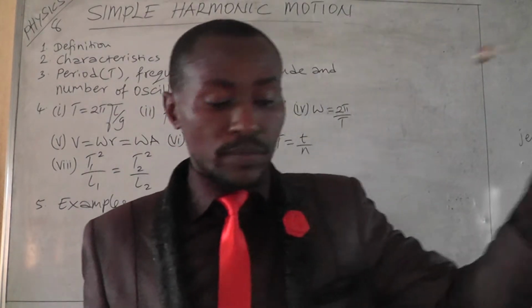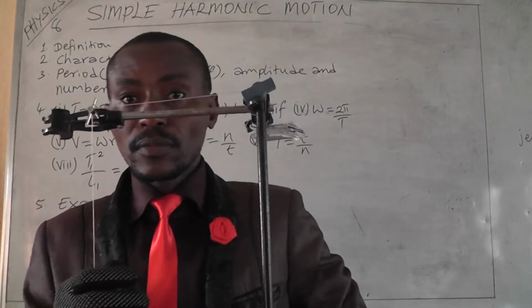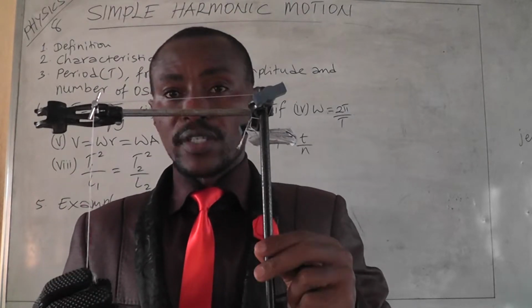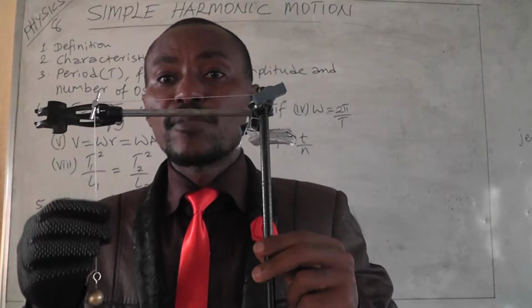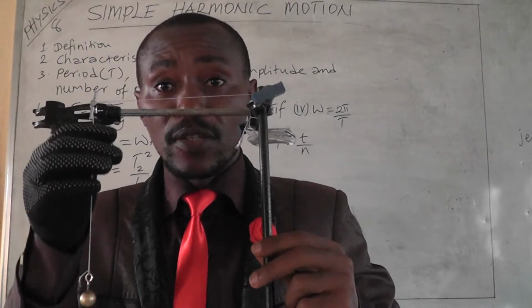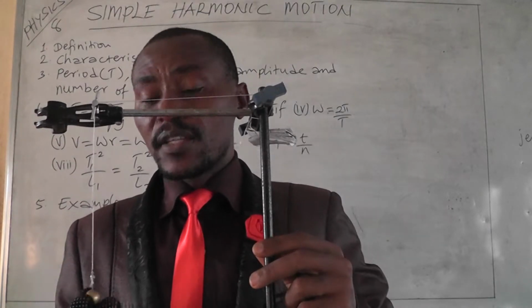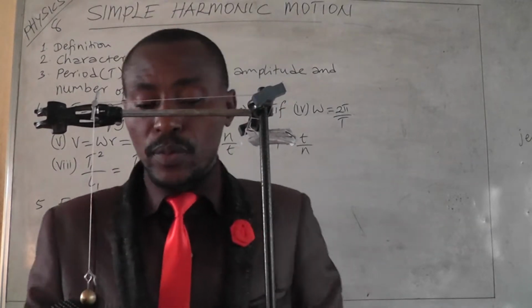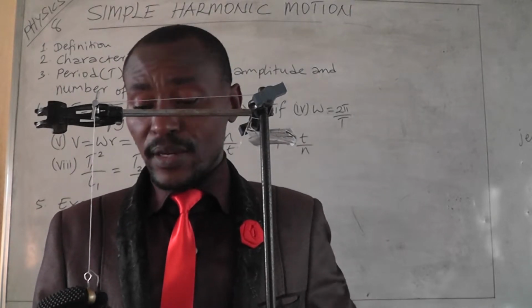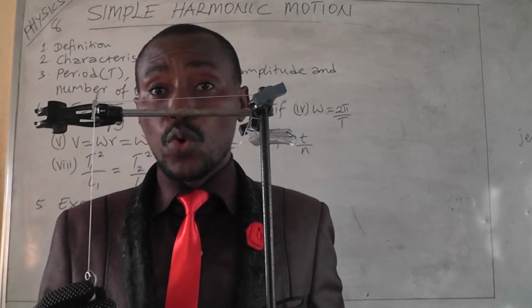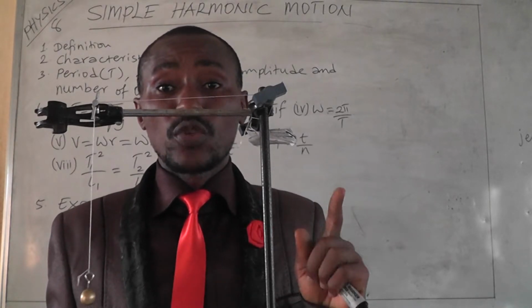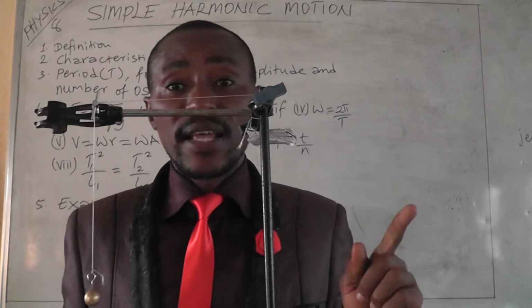For example, let's see this. We have this retort stand and inextensible thread. You have to use inextensible thread because you need a particular length per time. And then this is the pendulum ball. Remember I said the to and fro movement of an object such that the acceleration is directly proportional to the displacement and is directed towards a fixed point or the center of motion.